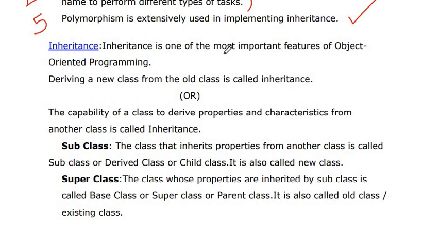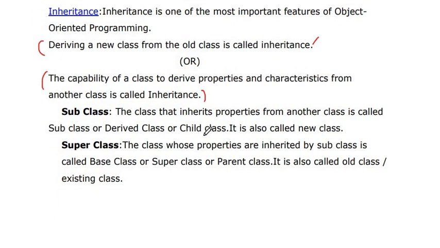Inheritance is one of the most important features of object-oriented programming. Now let us see the definition. Deriving a new class from an old class is called inheritance. Now let us see the second definition. The capability of a class to derive the properties and characteristics from another class is called inheritance.